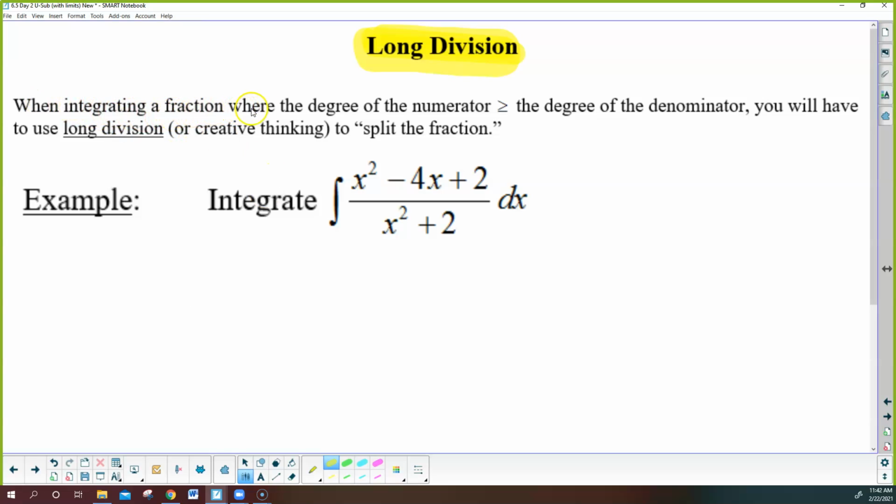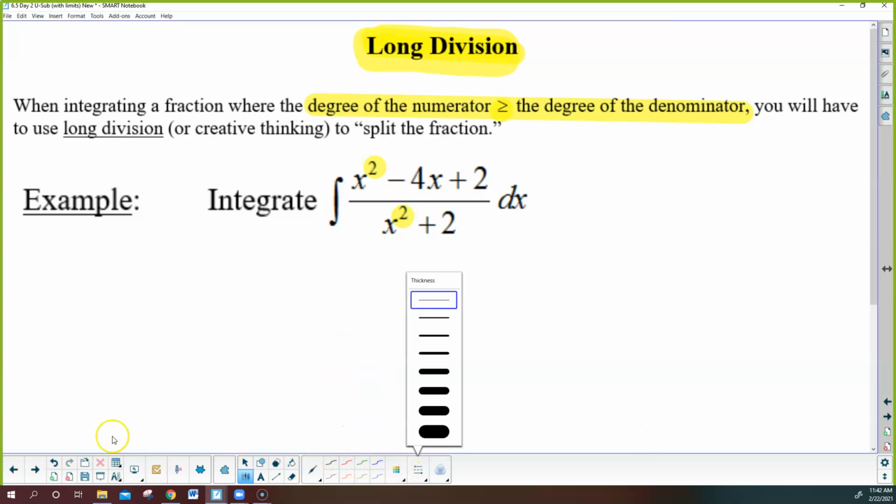So when integrating a fraction where the degree of the numerator is greater than or equal to the degree of the denominator, you have the option to use long division, or split the fraction up. Now notice, greater than or equal to. So that's our hint. Is the degree in the numerator greater or equal to the degree in the denominator? And since 2 and 2 are equal, long division actually is something we could do. I'll give you a second to write down anything you need to here.